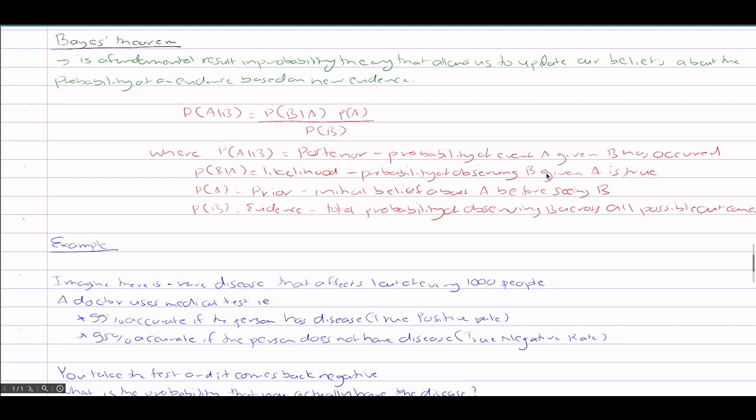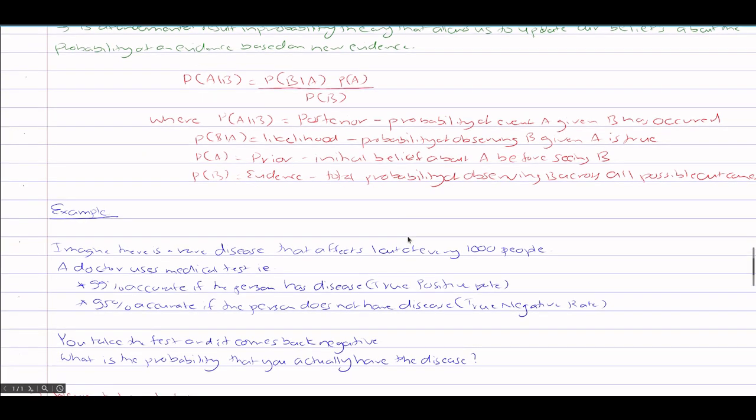P of B given A is the likelihood, the probability of observing event B given that A is true. And P of A is your prior probability, or your initial belief about A before seeing any new evidence. And P of B is the evidence, the total probability of observing B across all outcomes.